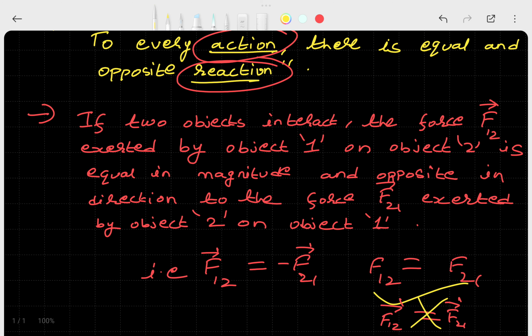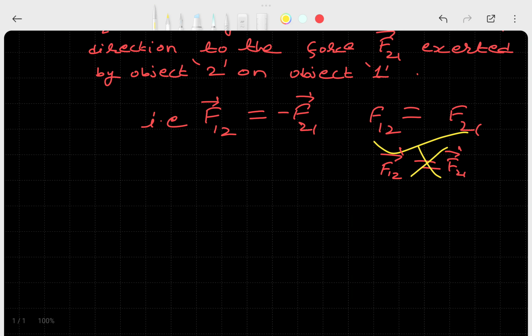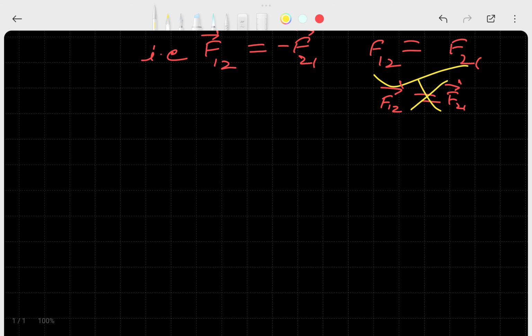So if two objects interact, the force F12 exerted by object 1 on object 2 is equal in magnitude and opposite in direction to the force F21 exerted by object 2 on object 1. Now see, there are a few points that you should remember before applying Newton's third law while solving a problem, to check whether you can apply it to a given two bodies or not.